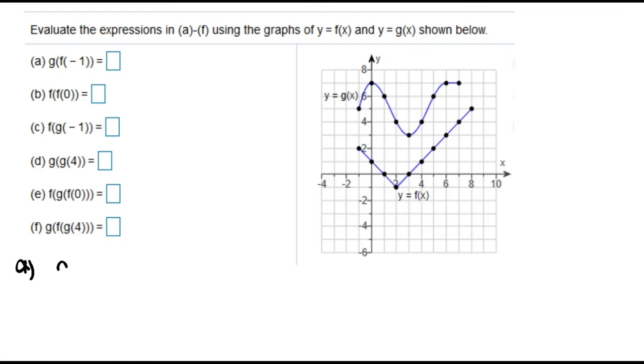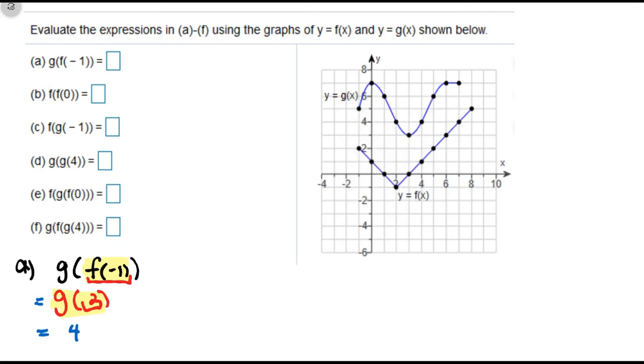So for part A, it says g of f of -1. We're going to start with the inside. It says find f of -1. So on my graph, I want to go to where x is equal to -1, go up to the graph of f, and find the y value, which is 2. So f of -1 is 2. So I've replaced this f of -1 with a 2. Now I want to find g of 2. I'm going to go to where x is 2, go up to the graph of g, and go over to get the y value, and that y value is 4. So g of 2 is 4. And then completing the problem, g of f of -1 is equal to 4.